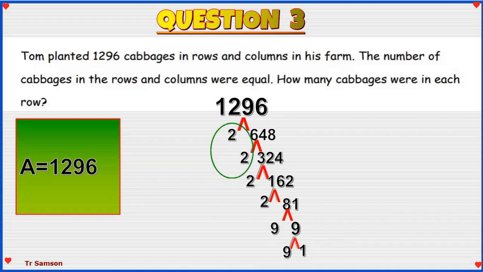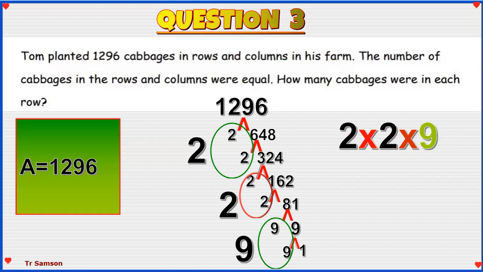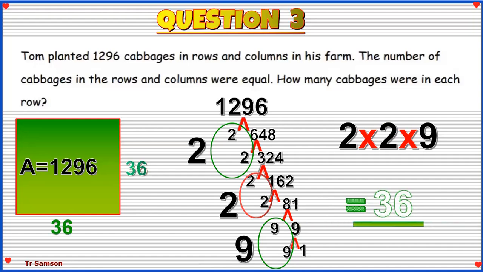Now, I have formed pairs. In every pair, I pick one of the digits. In other words, this is a pair of 2. This is another pair of 2. And you have another pair here, which is a pair of 9. Now, the answer is 2 times 2 times 9, which is 36. So it means one of the sides is 36 rows, 36 columns, and that was the answer. As simple as that.